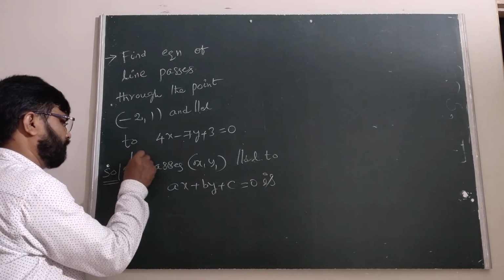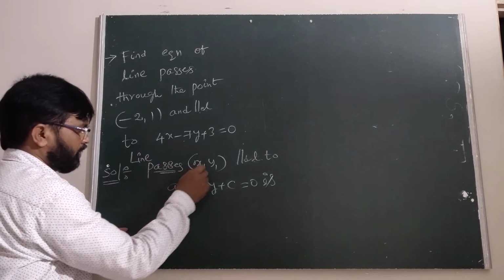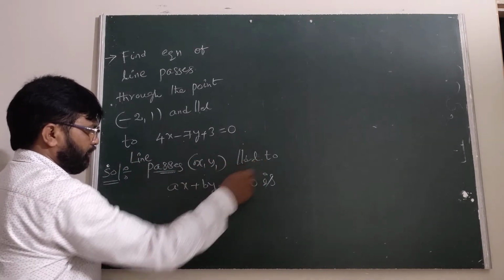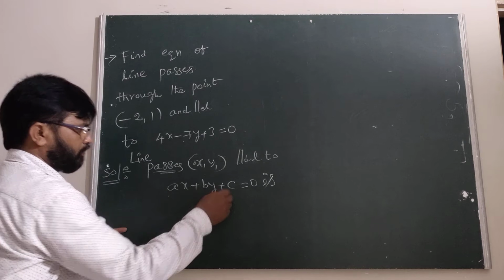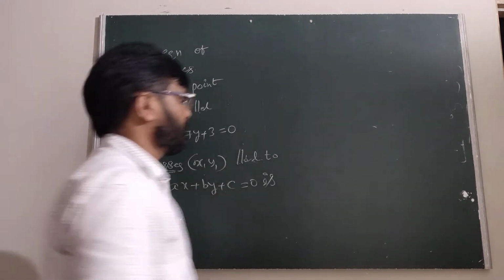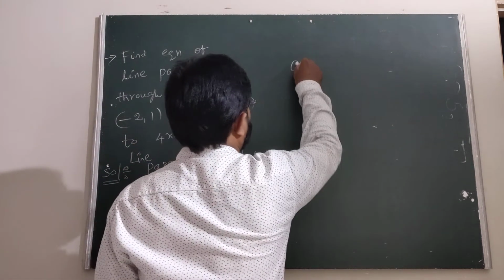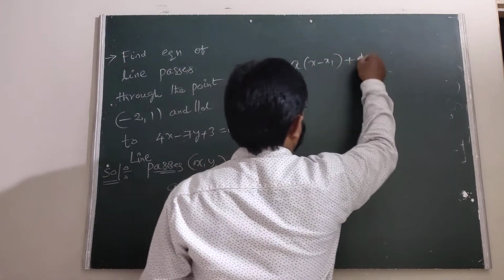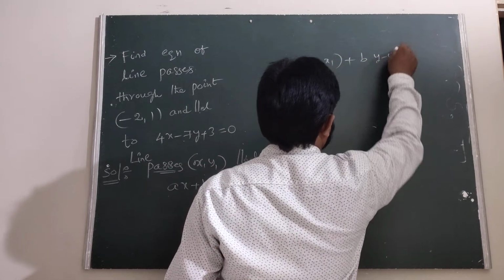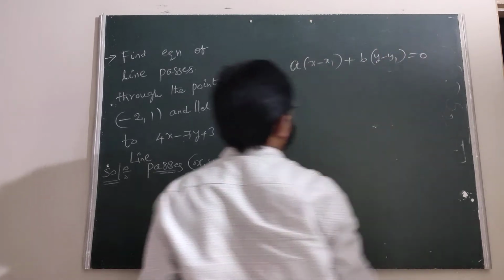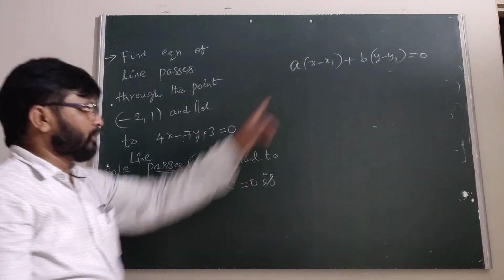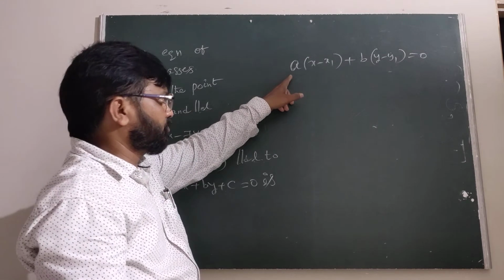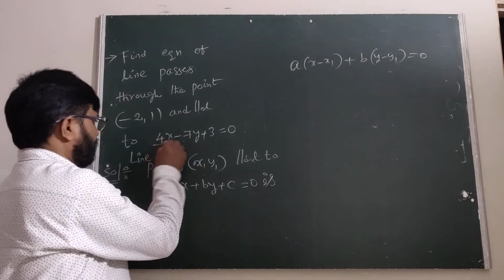The equation of the line passing through the point (x1, y1) and parallel to ax + by + c = 0: just now we proved that a(x − x1) + b(y − y1) = 0. Here a is 4.